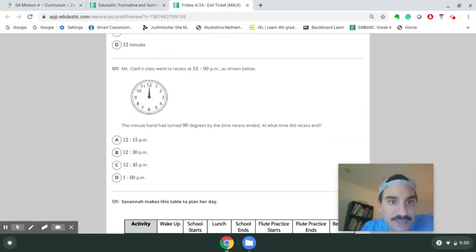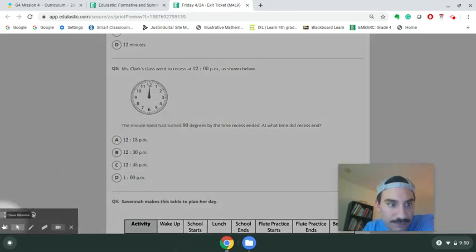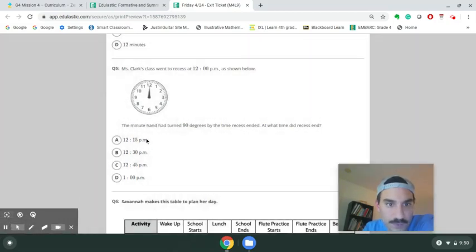All right, question number 5. Miss Clark's class went to recess at 12 p.m. as shown below. Here we're at 12 p.m. You can see our clock is pointed at 12. The minute hand had turned 90 degrees by the time recess ended. At what time did recess end? So it turned 90 degrees. Where must the minute hand be now? All right, what's our new time?